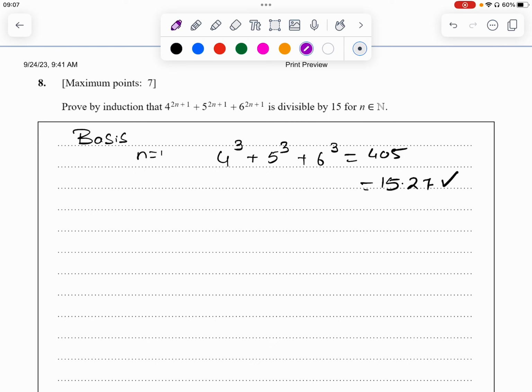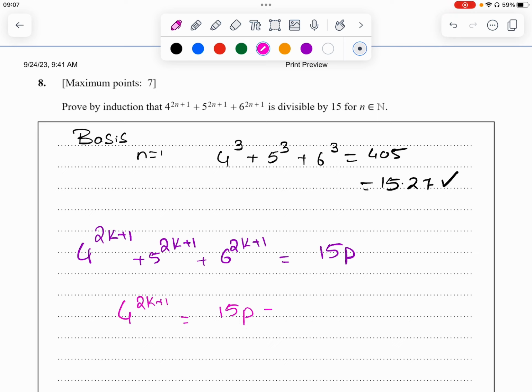Now the assumption. 4 power 2k plus 1 plus 5 power 2k plus 1 plus 6 power 2k plus 1 equals 15p. Now we can make any one of them the subject. So which am I going to take out? I am going to take 4 power 2k plus 1 as the subject. It becomes 15p minus 5 power 2k plus 1 minus 6 power 2k plus 1.